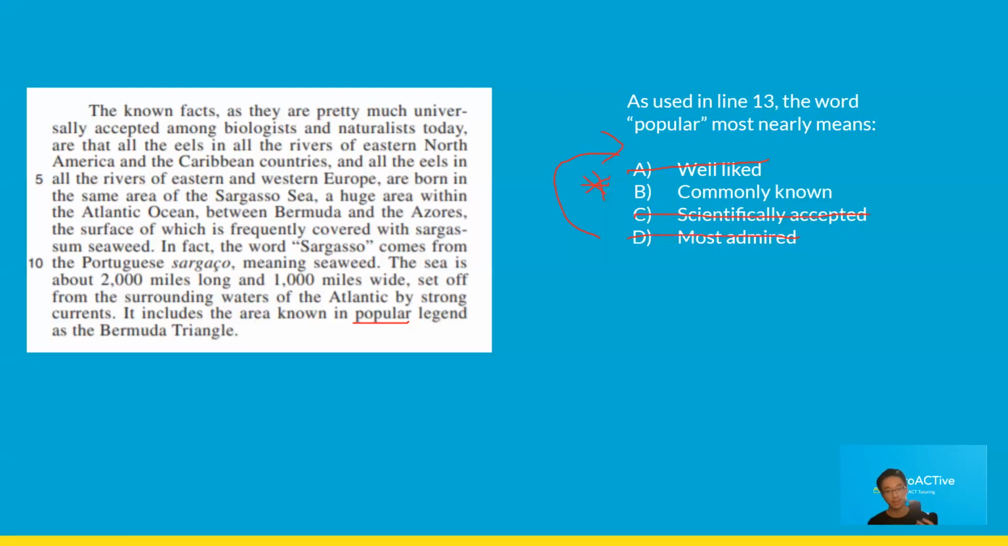The popular meaning in this context is famous or well known or like widespread knowledge. And going back to that, that is choice B, commonly known. So when we plug that in, that choice makes the most sense and looks like it's the correct answer, which it is. All right, let's try another one.